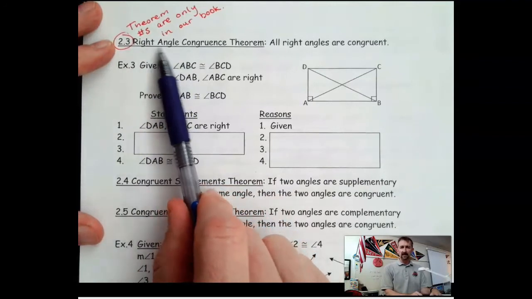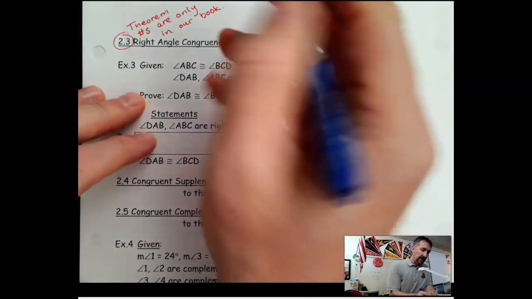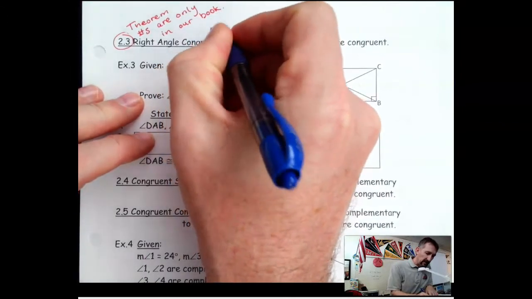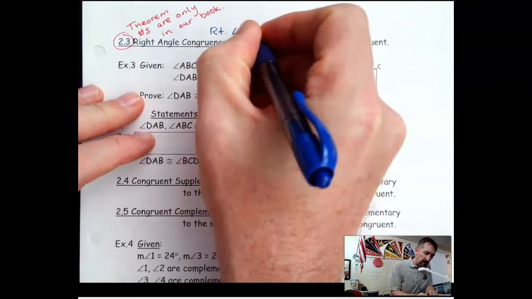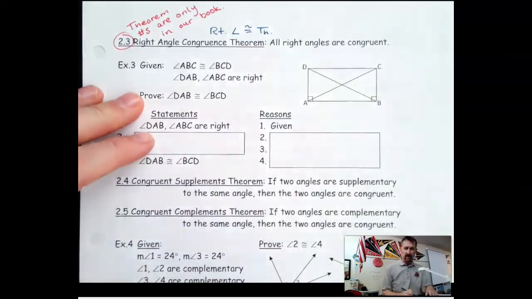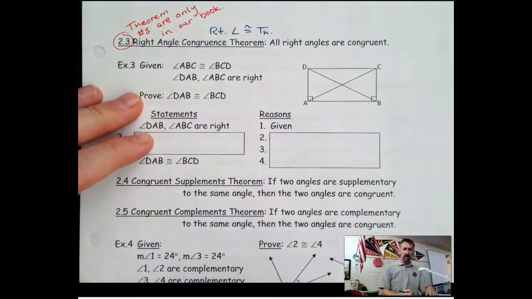The main idea is this, the right angle congruence theorem, and so we could call that the right angle congruence theorem. We want to shorten that stuff up. We don't want to be writing all of that out.